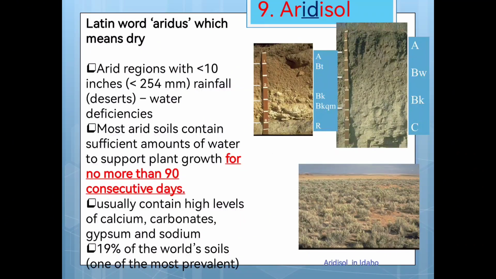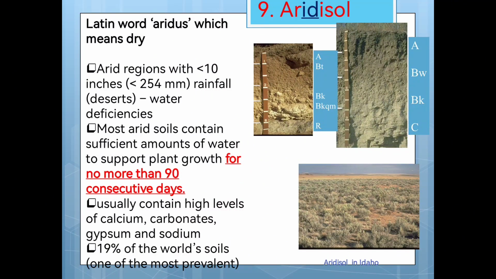Then, of course, we have the aridisol, from the word arid, aridus, which means dry. So these soils are commonly found in arid regions with less than 10 inches or less than 254 millimeters of rainfall. So masyadong dry, hindi siya maulan, guys. So there will be like in deserts, and there will be water deficiencies.